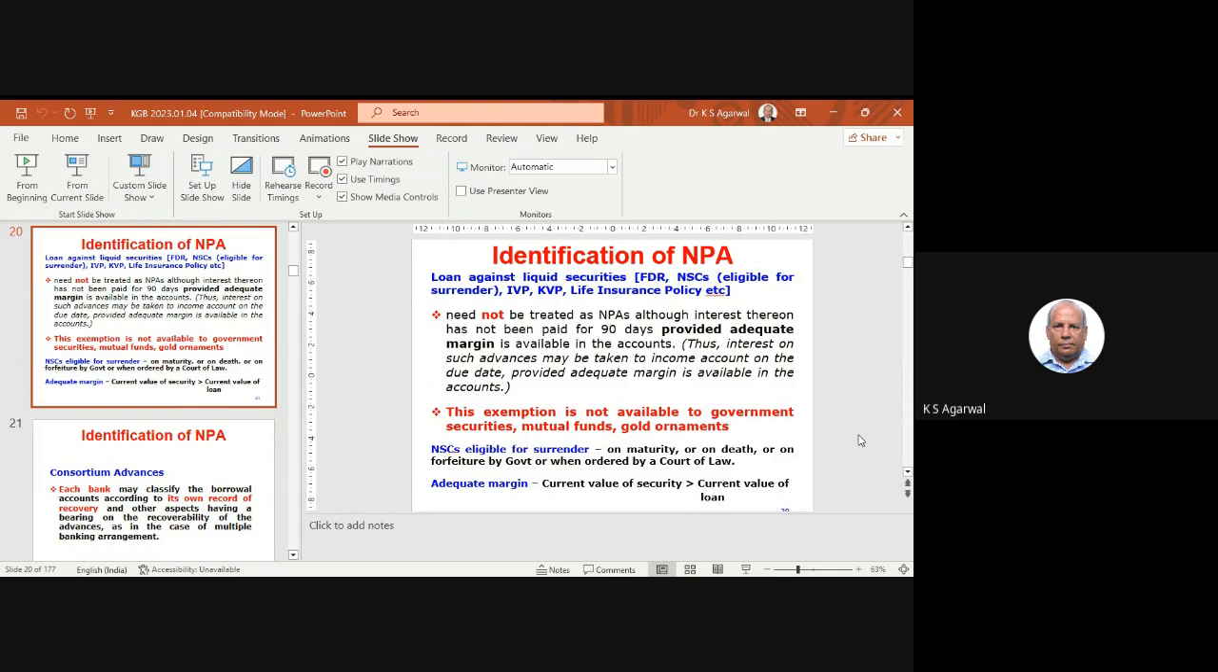The exemption is available only for FDRs. NSC is eligible for surrender, not otherwise. Indira Vikas Patra, Kisan Vikas Patra, life insurance policy. Now, what are the NSCs eligible for surrender? They become eligible for surrender only on maturity, on death of the NSC holder, on forfeiture by government, if the government forfeits it, or when ordered by a court of law. Under these 4 conditions only, an NSC becomes eligible for surrender.